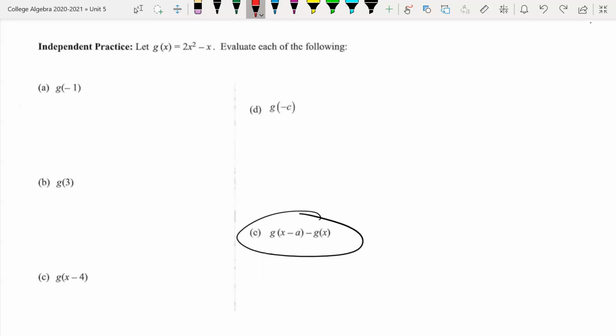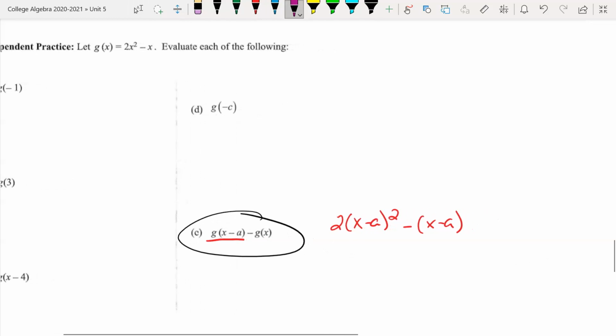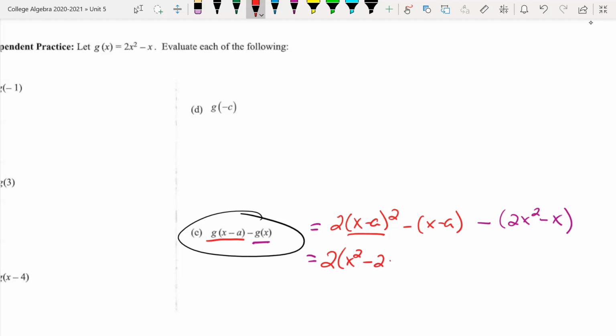So when you're doing this, again, it's in parts. So I would do the x minus a part first. So I'm going to say 2x minus a squared minus x minus a. Minus, now I got to do the second part, 2x squared minus x. Well, if you notice, I have to FOIL, so it's going to be 2 times x squared minus 2ax plus a squared minus x plus a minus 2x squared plus x.